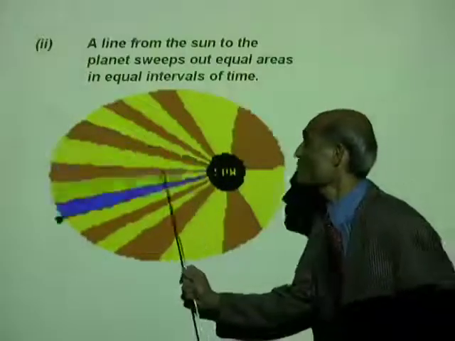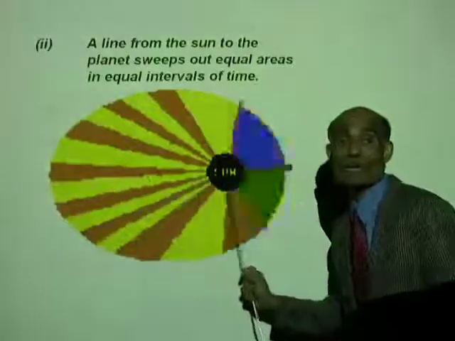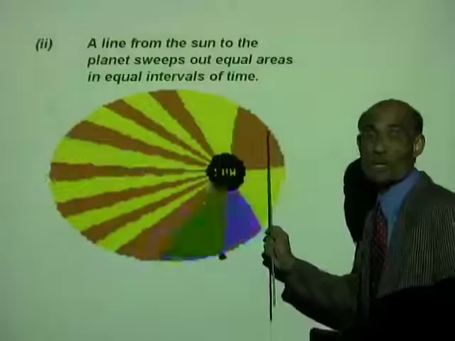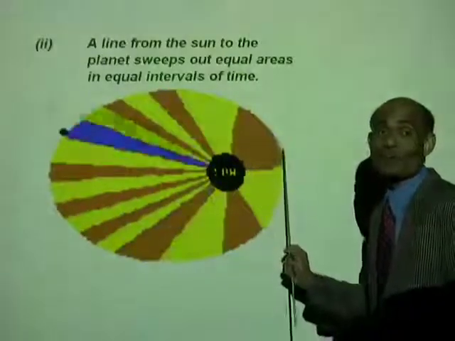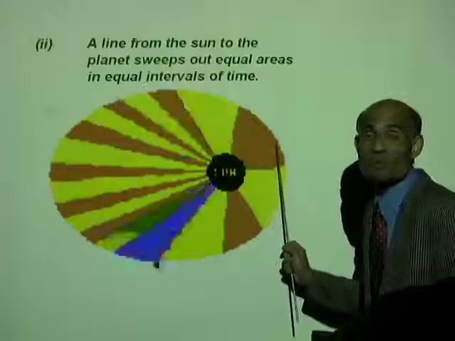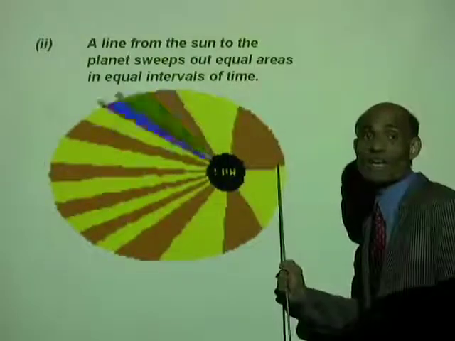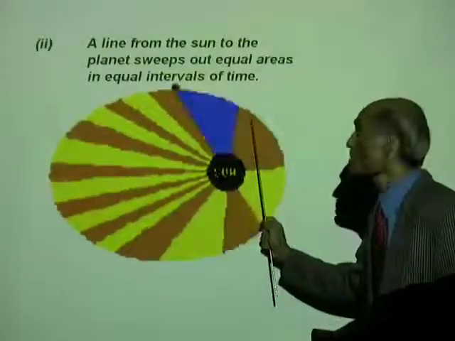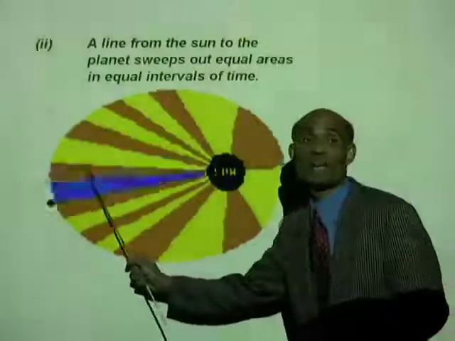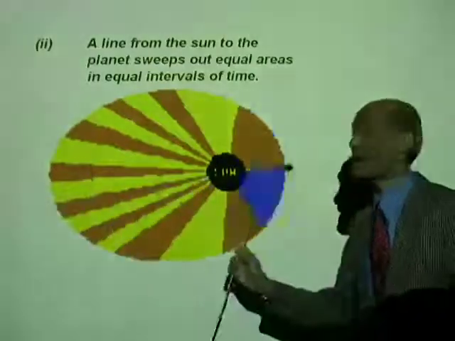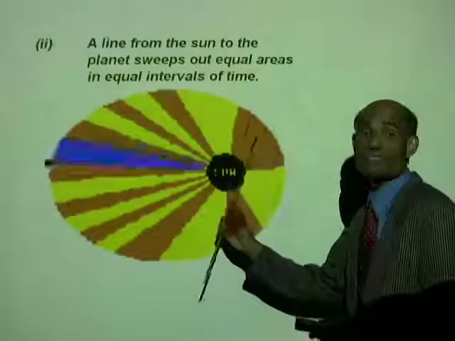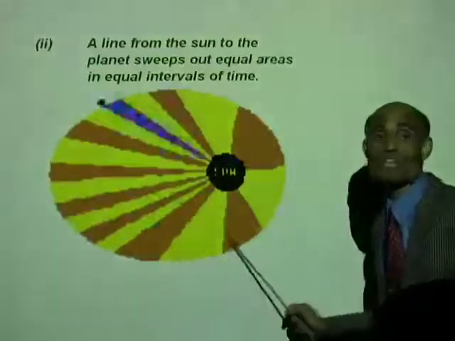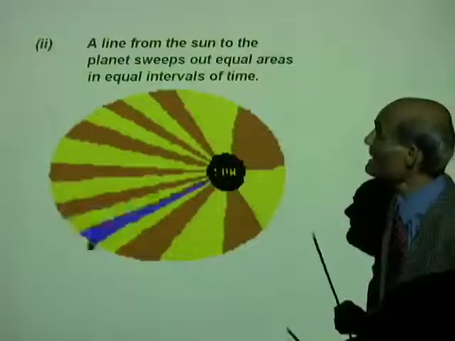In order to trace out the same equal area in the same time when the planet is closer, it has to cover a longer distance. You see that? Because the distance between the planet and the sun is small, it has to cover a longer distance along the ellipse so that you have an equal area like you cover when it is farther away. That means the planet has to move faster when it is closer to the sun than when it is farther away. That is the essence of the second statement.